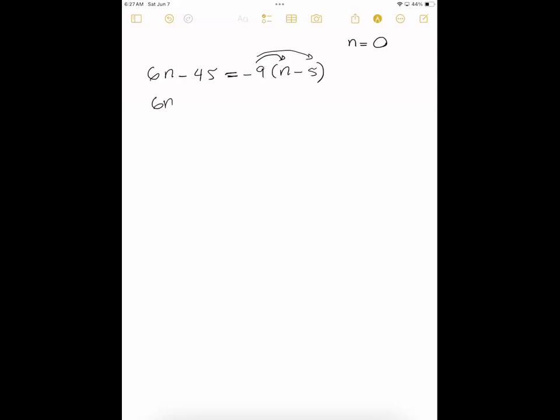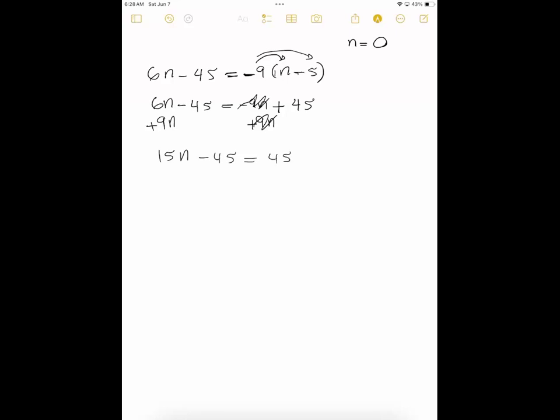So we have 6n minus 45 is equal to negative 9 times that one is negative 9n. Negative 9 times negative 5 makes that positive 45. You have n on both sides, and you have numbers on both sides. So you want to move all the n's to one side. So I add a 9n so that this n goes away from this side. 9n, negative 9n is 0. 6 and 9 is 15n.